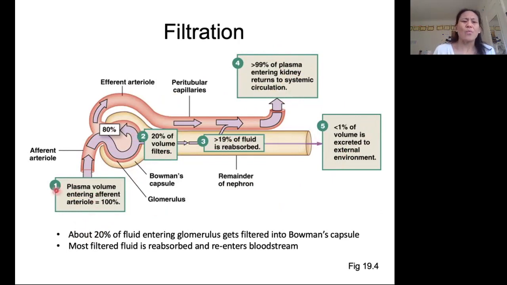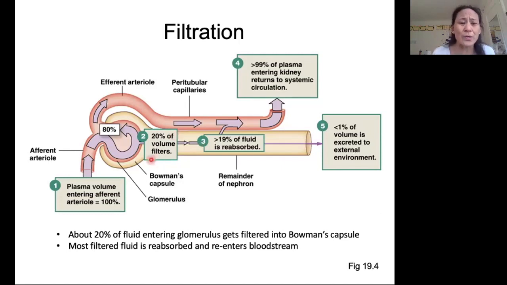You might be wondering, why filter all of this fluid into the tubule and then reabsorb almost all of it back into our bodies? It seems kind of pointless. But it's actually a good way to get rid of a lot of toxins and waste products, because you're just dumping everything into the tubule, and then you're going to selectively take back the items that you want to keep in your body. So it's an efficient way to get rid of whatever you want to get rid of.